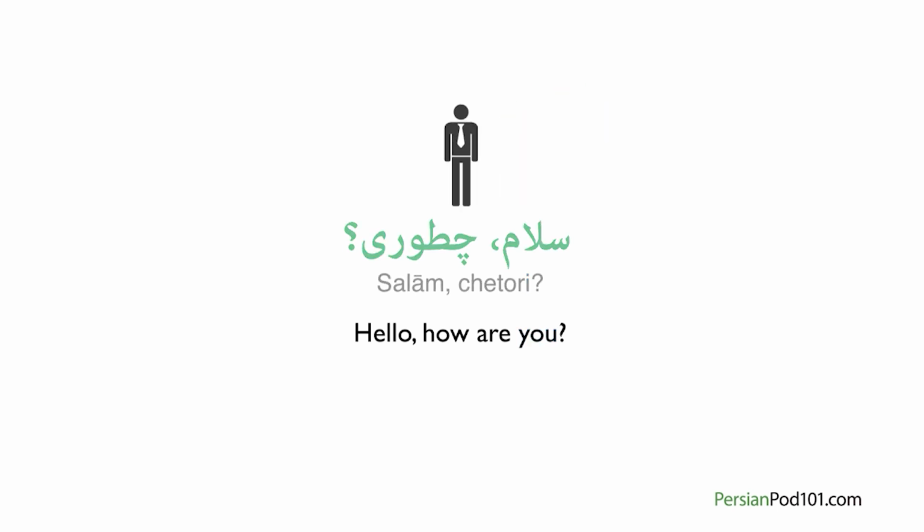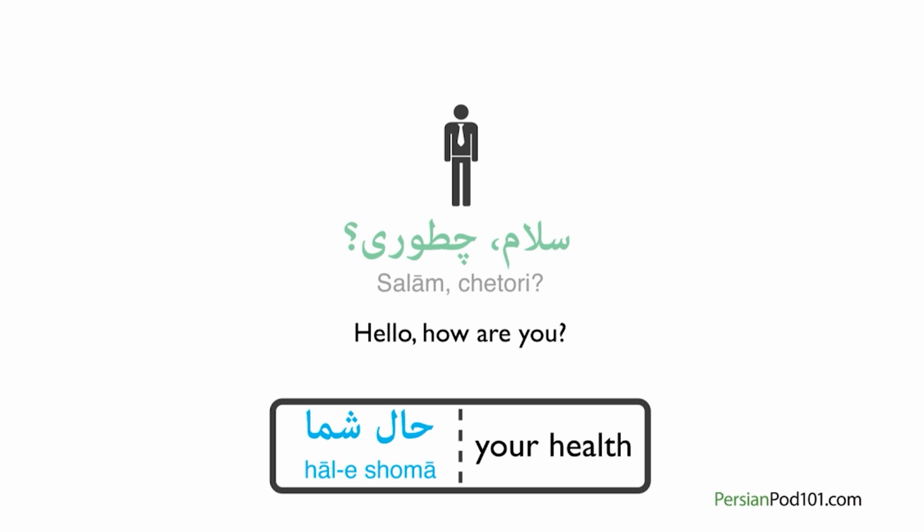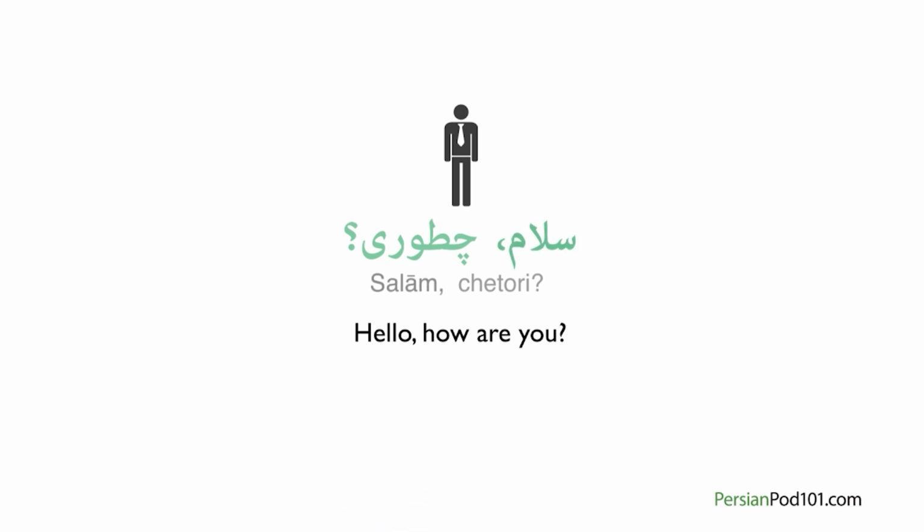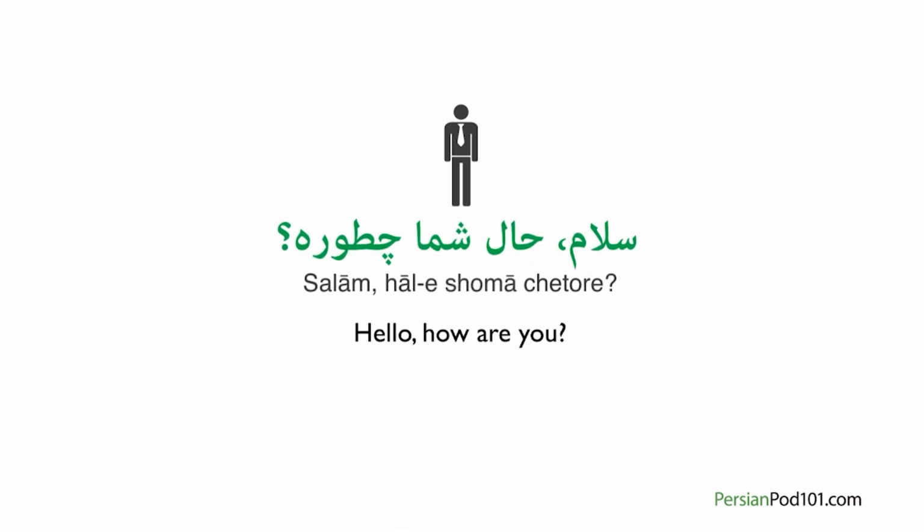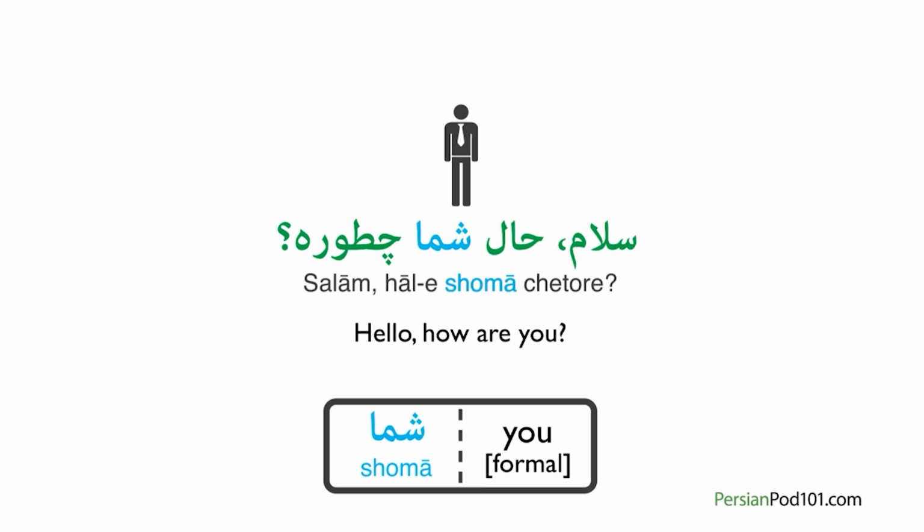The formal way becomes slightly longer. Add حال شما, which means your health. سلام, حال شما چطوره? حال شما چطوره? حال شما چطوره literally means how is your health. We use the word شما, you, instead of saying چطوری to make this more formal.